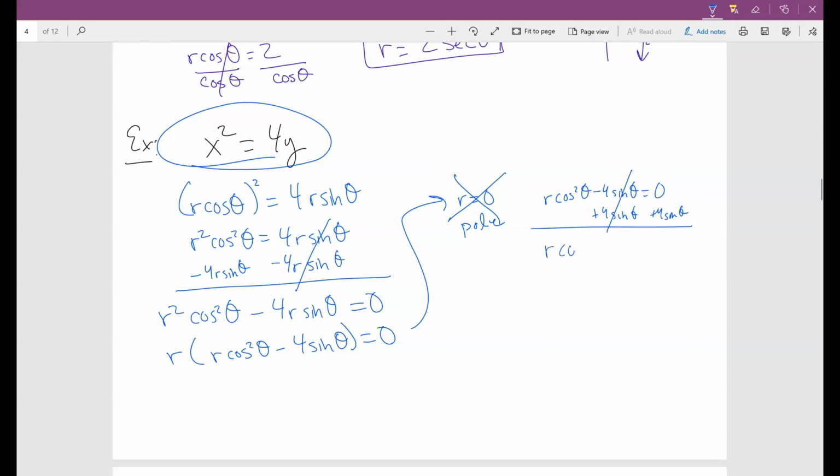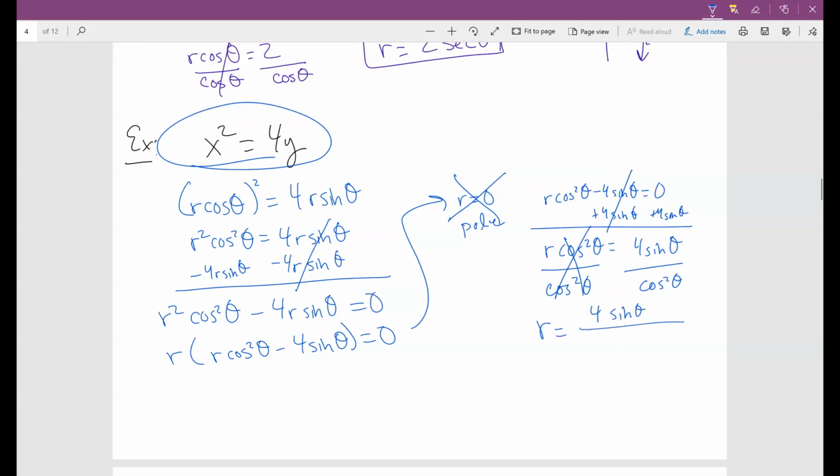So we're going to have r cosine squared theta is equal to 4 sine theta. Then we're finally going to just divide by the cosine squared theta to both sides. So we're left with r is equal to 4 sine theta.